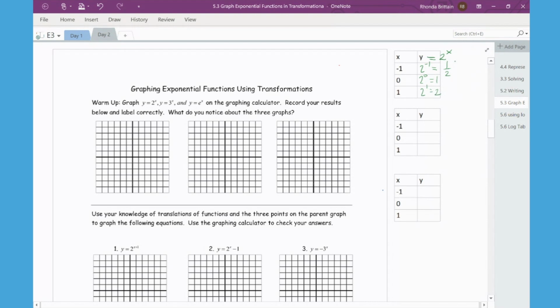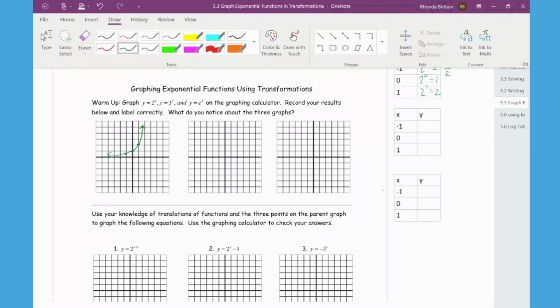So that's why on the teacher note, we're seeing that 1 over the base, where my base is 2, is going to be the y value at -1. We had 0, 1, and then also 1 comma the base. So once we plot those points over here, we have the 3 points that make up that exponential function, and then we can connect all those.